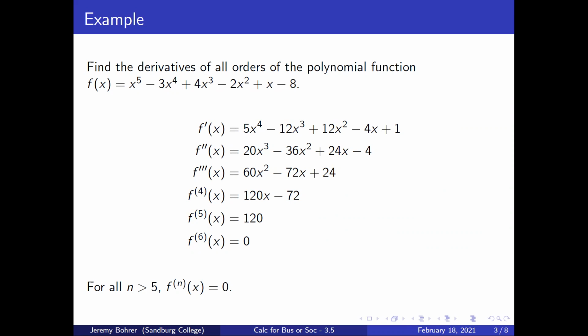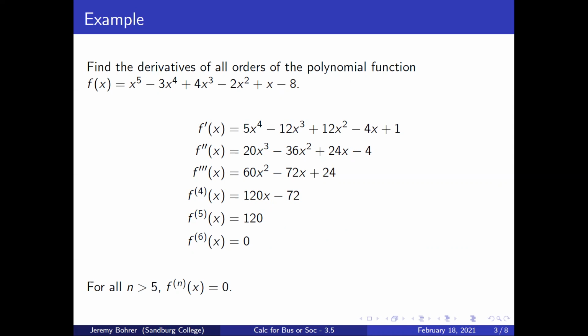f double prime of x is then taking the derivative of the first derivative, and that's going to be 20x cubed minus 36x squared plus 24x minus 4. This is just going to get simpler as we go on. Every time we take the derivative of a polynomial, it loses one power.